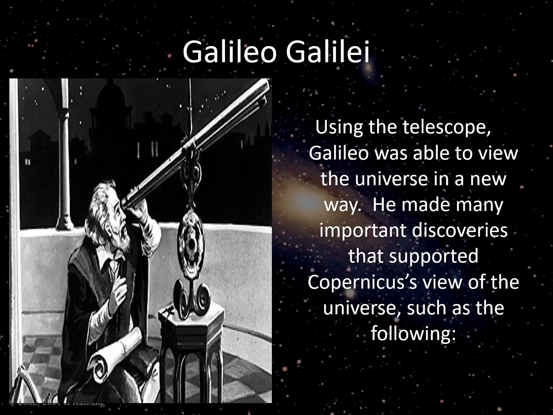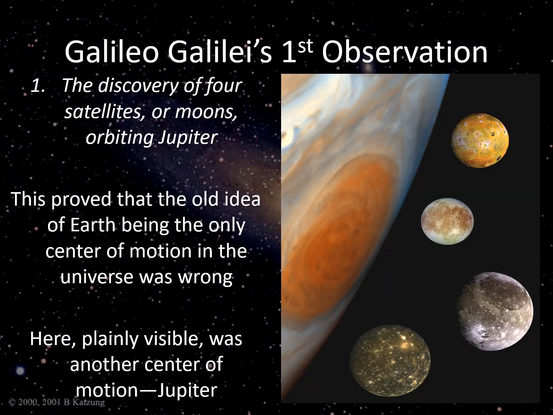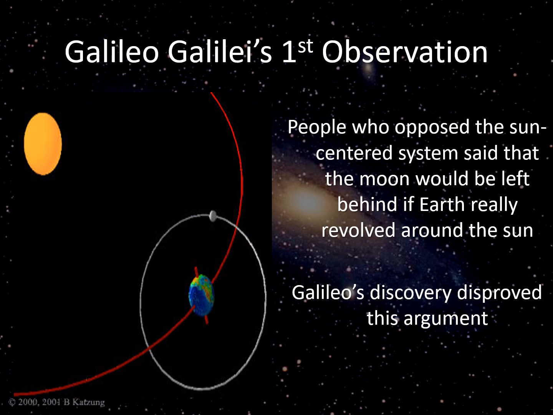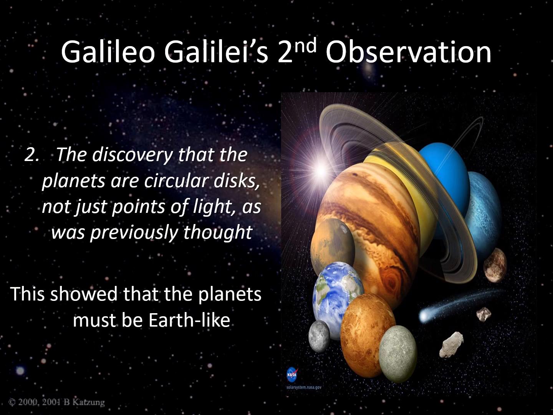And so using this telescope, Galileo was able to make a lot of very important observations for modern astronomy. So his first observation was that there are 4 moons or satellites of Jupiter. And this proved wrong the old idea that the Earth was the only center of motion in the universe. Here, plainly visible, was another center of motion, which was Jupiter. People who opposed the sun-centered system said that the moon would be left behind if Earth really revolved around the sun. Galileo's discovery incredibly disproved this argument.